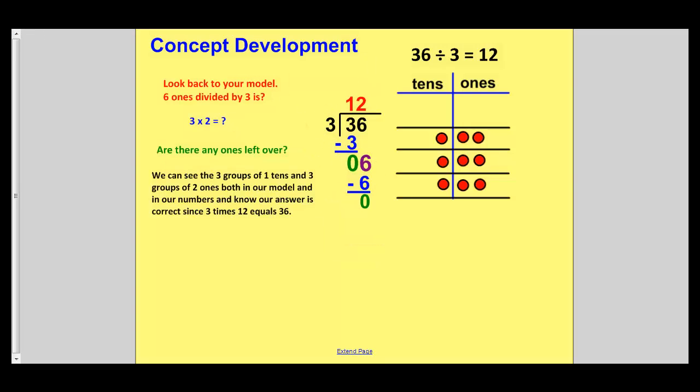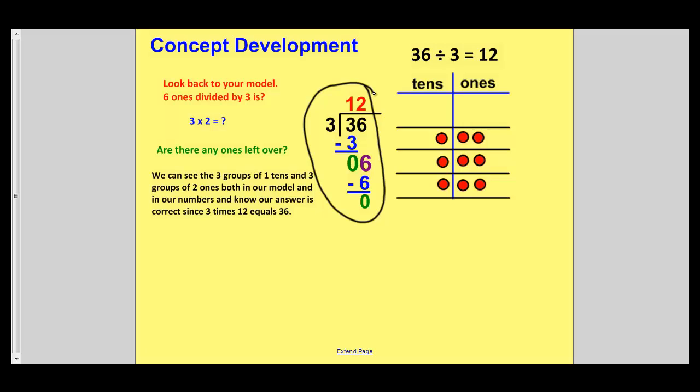All right, so now we're ready to divide the ones. So I took 6 ones and I divided it by 3, and that gave me 2 in each group. So 36 divided by 3 is 12 with no remainder. Make sure that you have copied this in your math journal. This again is called standard algorithm. You will see it again.